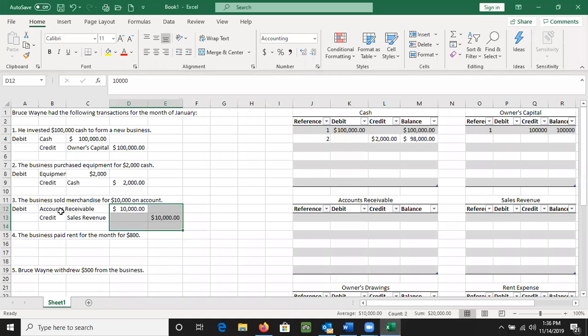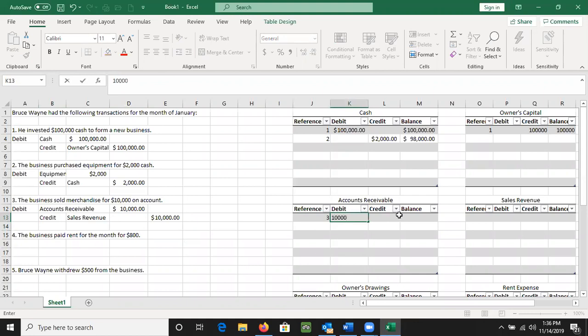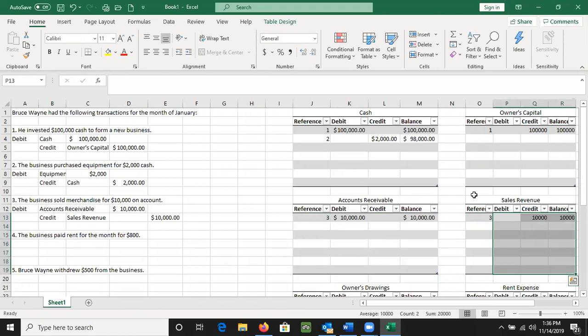All right, we're going to go ahead and post these to the ledger. So accounts receivable, find it here. It's from journal entry number 3. We debited it for 10 grand, so its balance is 10 grand. Sales revenue, reference 3, we credited it for 10 grand, its balance is 10 grand. All right, so we're going to move on.